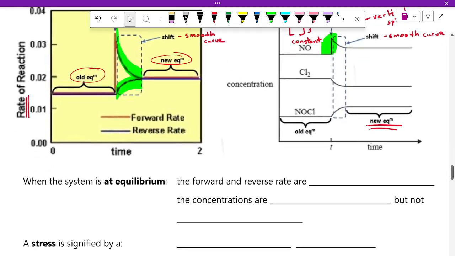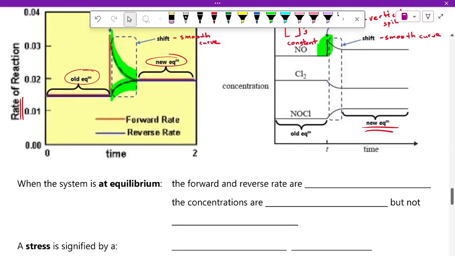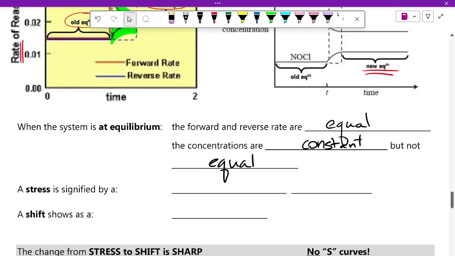So when a system is at equilibrium, the forward and reverse rates, I think we all know those are equal. Are the concentrations equal? No, what are they? They are constant, but not equal. What signifies a stress? Vertical spike, yes. What signifies a shift? Smooth curve, yeah.